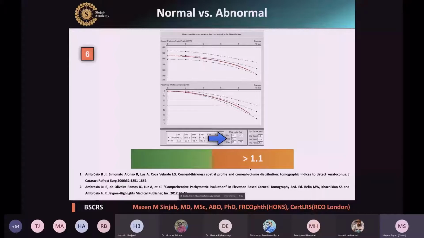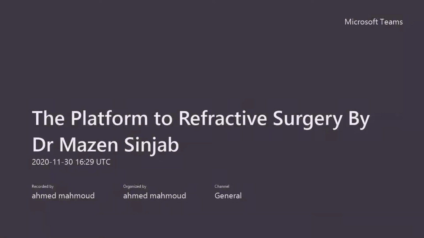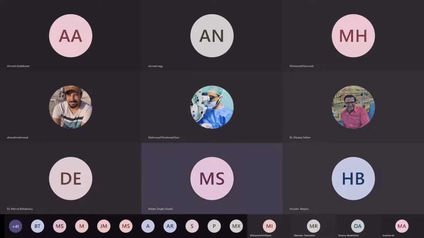Then regarding the relative thickness map, which compares abnormality, let's say.